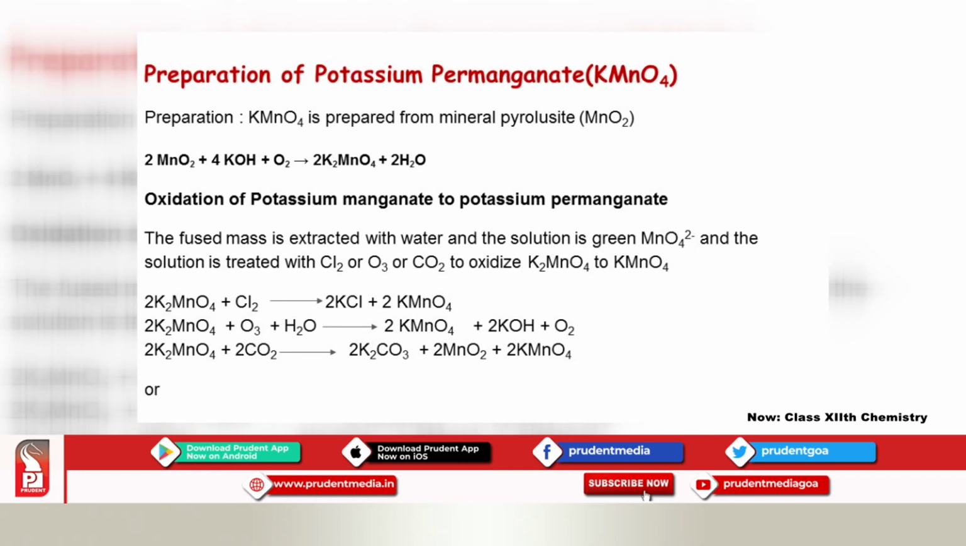And next, the same as you used with carbon dioxide, you get potassium carbonate, MnO2 and KMnO4. In all three cases, you get KMnO4. The reactant is also the same, only the thing you use is different. Here you use Cl2, here O3 and here carbon dioxide.